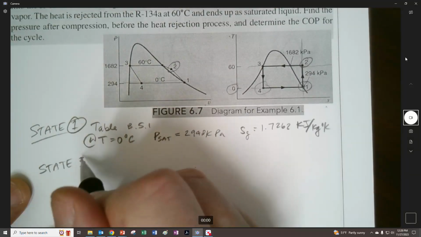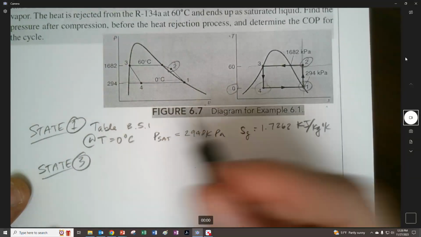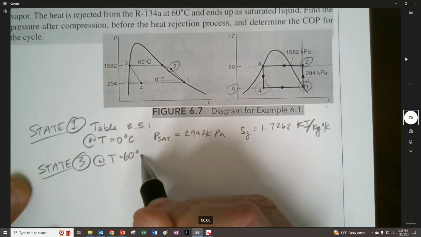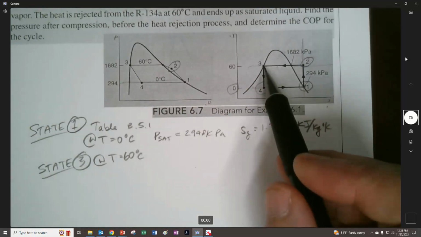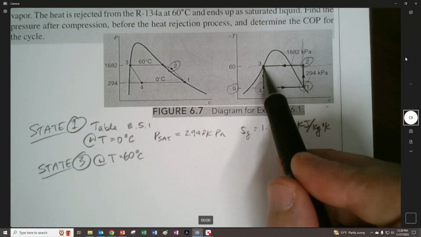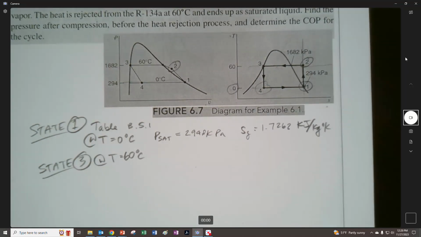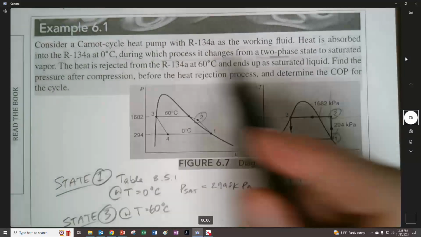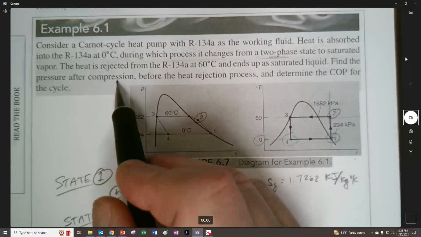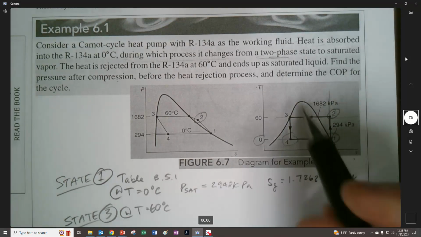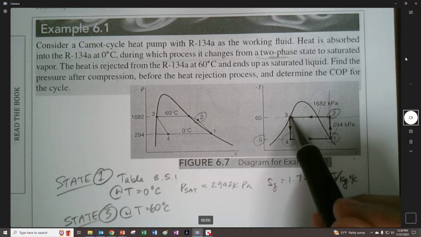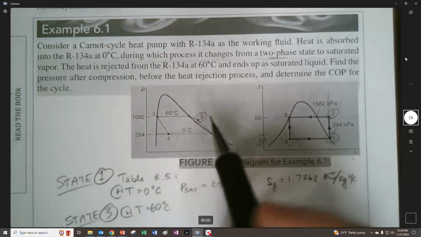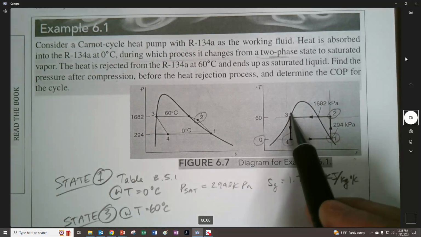State 3. We're still in this table, but we're going to go to 60 degrees. We know that one right here is going to be for the fluid, but they're not really asking us for that. They want to find the pressure after the compression, so we're going to find what the pressure is right here.